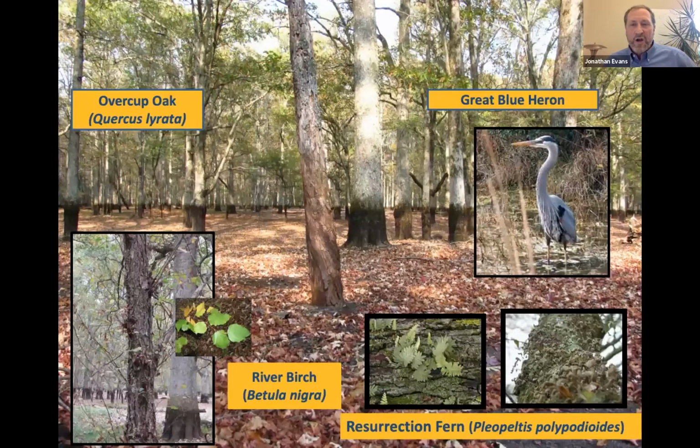If you remove the overcup oak canopy, of course, you're going to remove the great blue heron rookery. That's going to affect the food for the snapping turtles. It's going to unwind the assemblage of these unique associated trees. Obviously, changing the hydroperiod affects the herpetofauna as well.